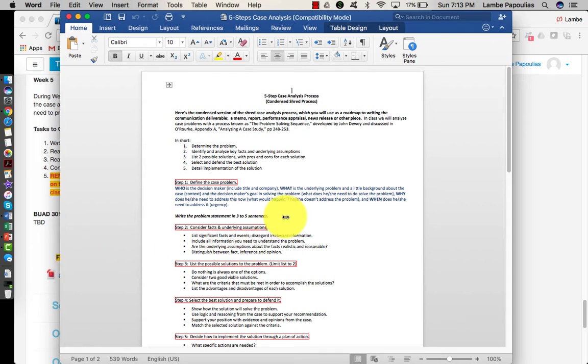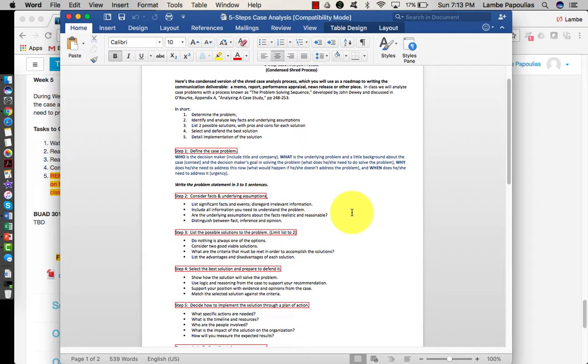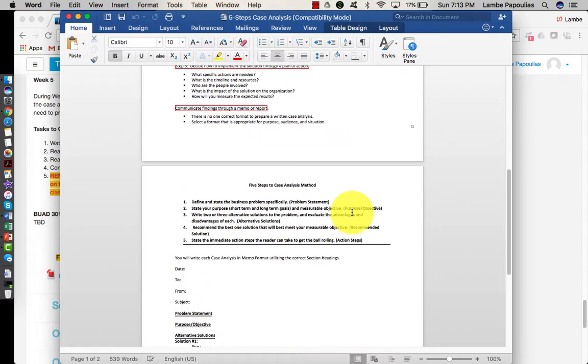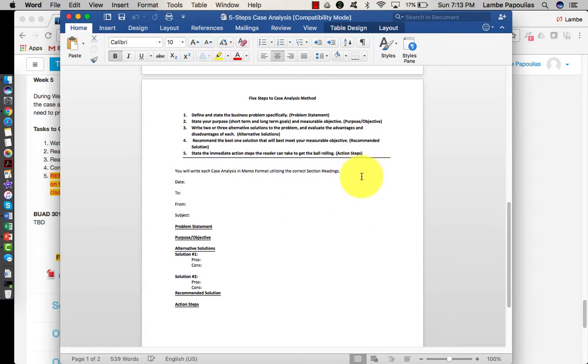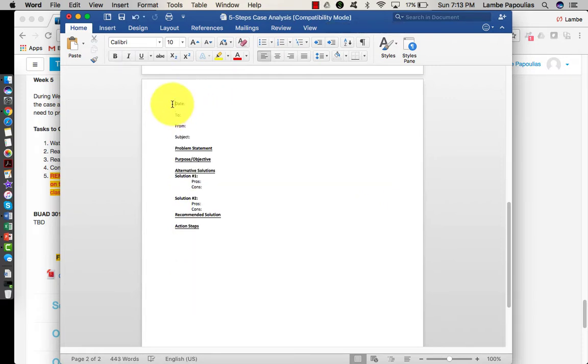There it is. So this is your 5-step case analysis process, and this is the formatting you're going to write. It's going to be in a memo format, and it will look something like this. So you're going to have the date at the top, so it will be September 22nd, 2017, who it is going to go to, which will be in the prompt, and you're going to put your name here, and then create a subject line.